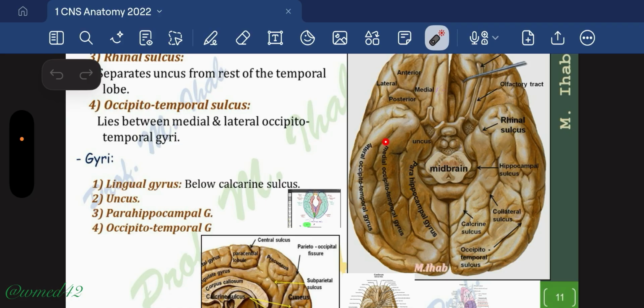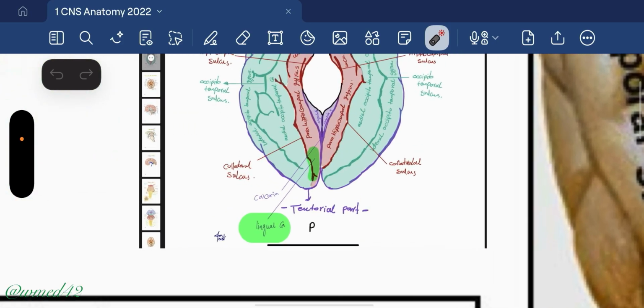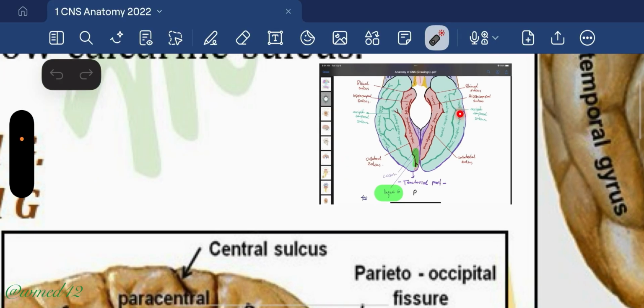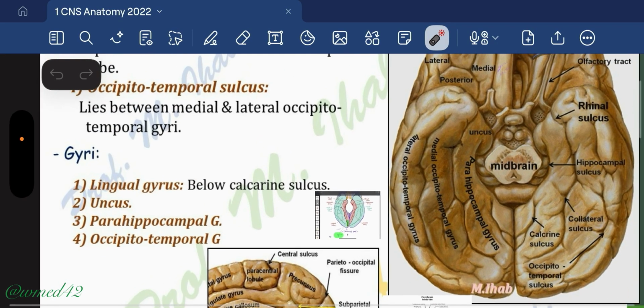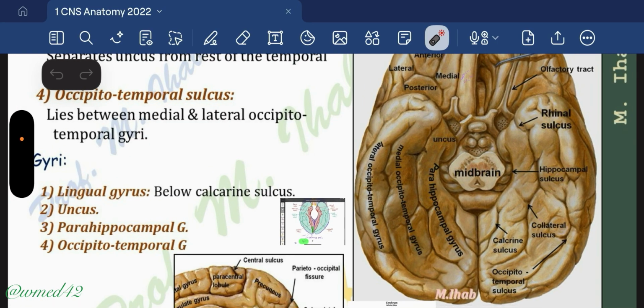Lateral and medial occipitotemporal gyrus. Gyri, the lingual gyri or lingual gyrus below the calcarine sulcus. Here is the lingual gyrus. The uncus, which is right here, in parahippocampal gyrus, and occipitotemporal gyrus.